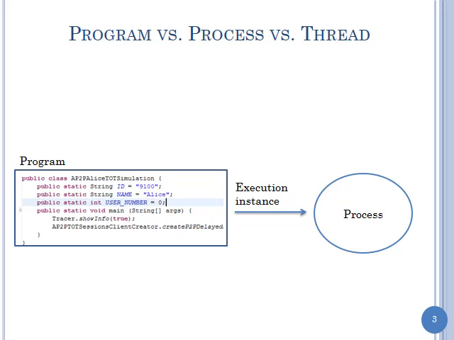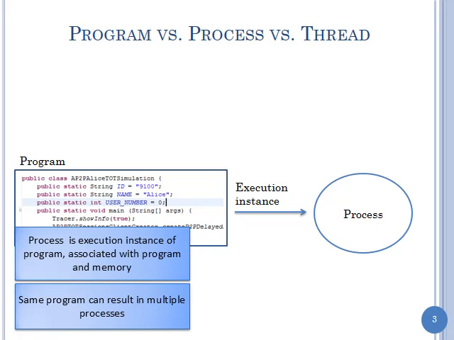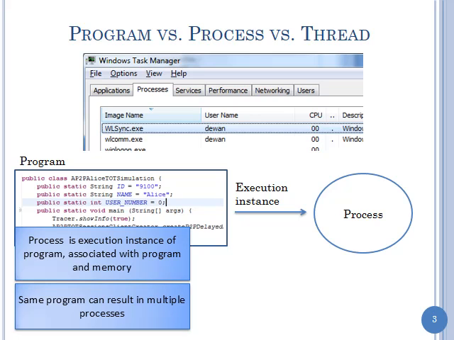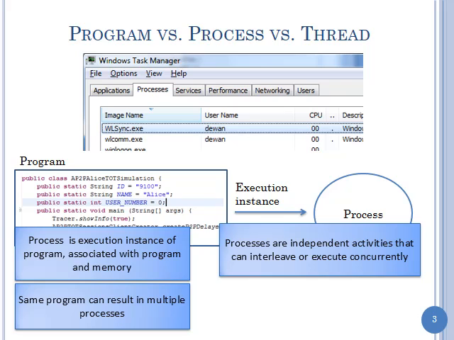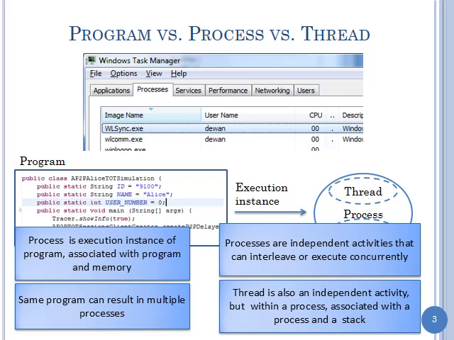So program, when I teach 401, I say it's an execution instance, an executing program. And from an OS point of view, it's a piece of memory with a stack. Well, the stack is associated with the thread, but it's one or more stacks. The program can result in multiple processes, and you can see through all kinds of interfaces what the processes are, and these processes interleave. And so do threads, but threads are independent activities within a process, typically associated with a process, but they have their own stacks. So a thread is basically a stack in a process.